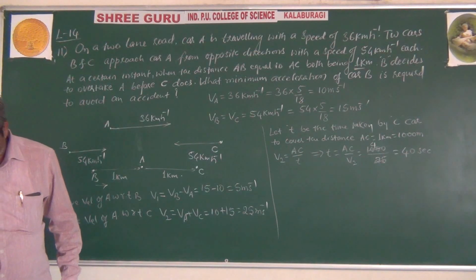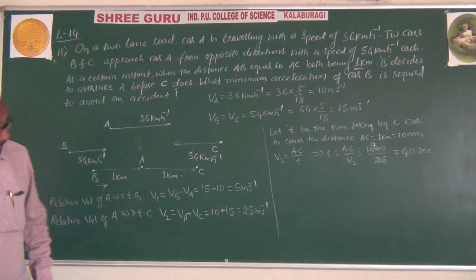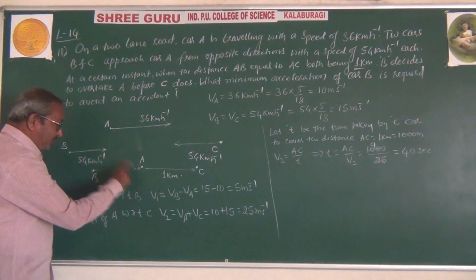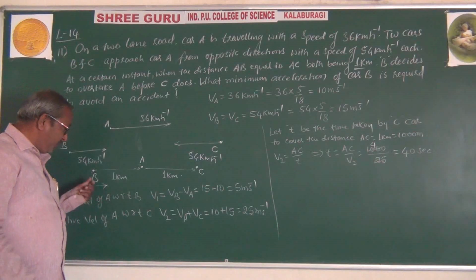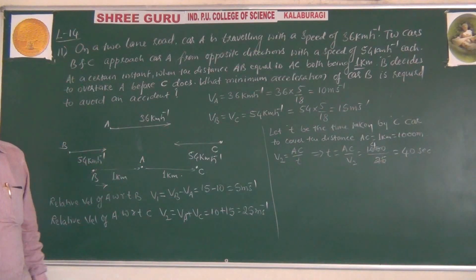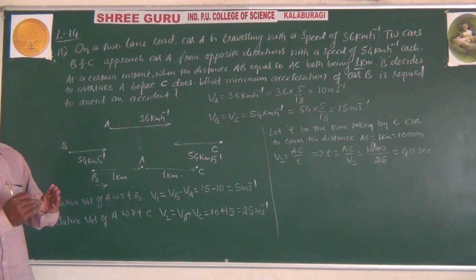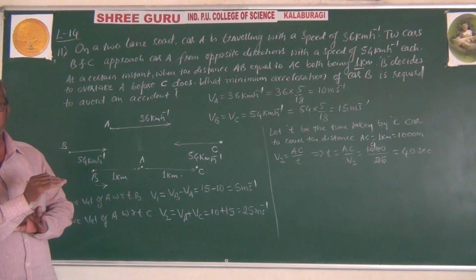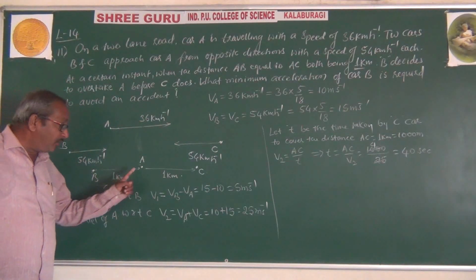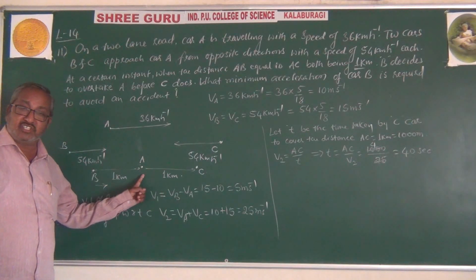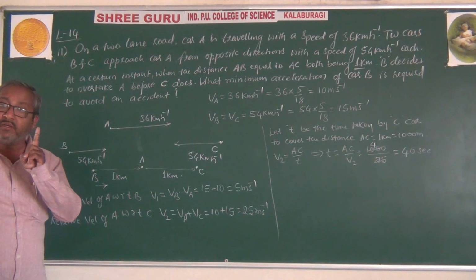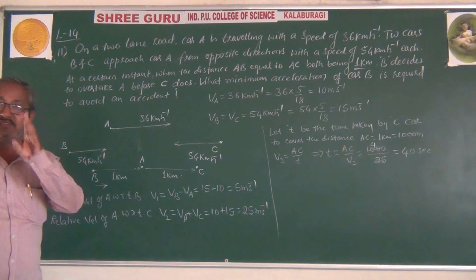Now look here, if the car B reaches car A, or just starts to overtake, then it should not cross A after the 40 seconds. The overtaking has to happen before 40 seconds. So the minimum time required for B to reach car A, or just start to overtake it, should not be more than 40 seconds.